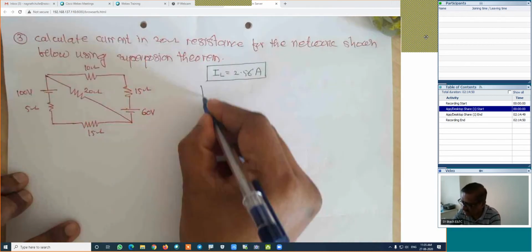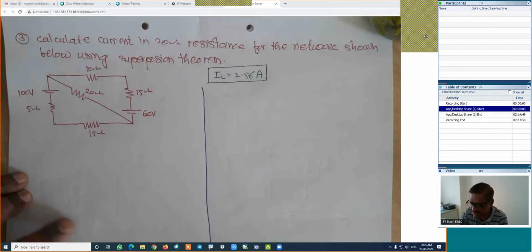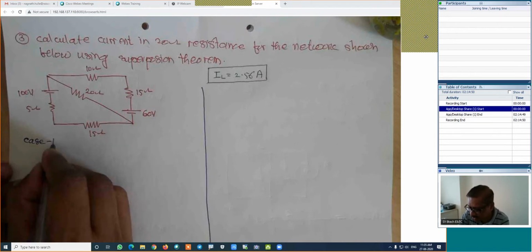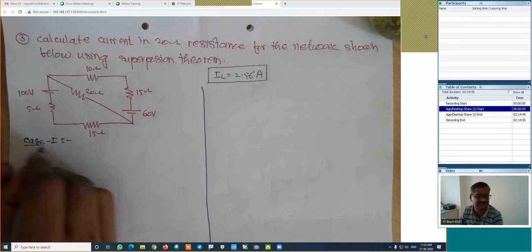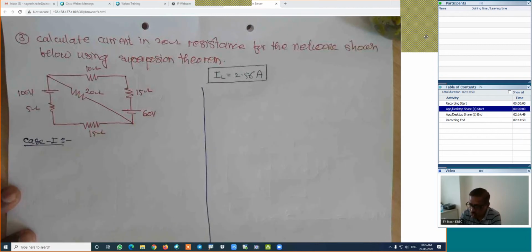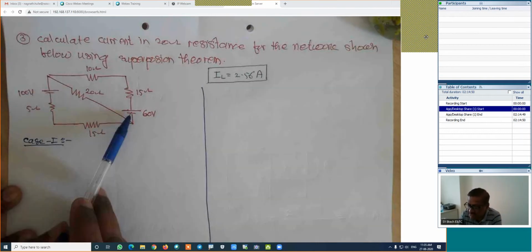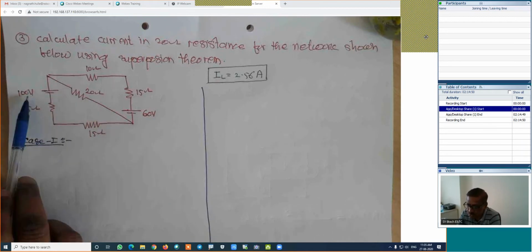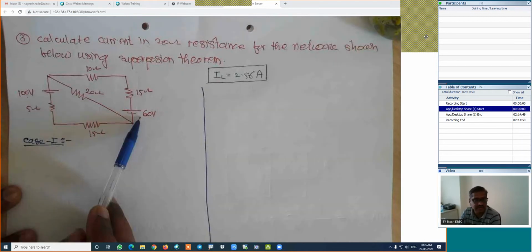I will start the discussion. Case 1. Now, how many sources do we have, to be exact? 2 sources. This is 1 and this is 2. It means we have to calculate the current in this 20 ohm resistor, once for the 100 volt source and a second time for the 60 volt source.